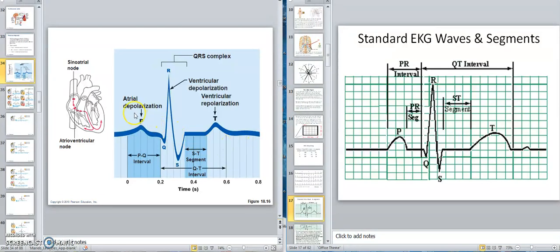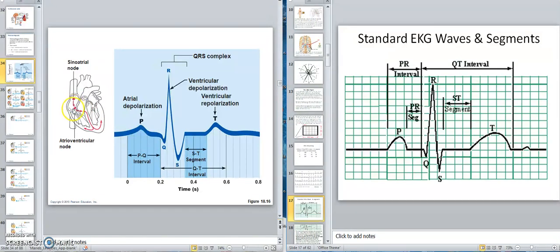All right. So we start out with the P wave. The P wave is what we call atrial depolarization. That means the SA node will come in and fire. The SA node then would send the signal around to the atria. The signal would be depolarization. The P wave would correspond to that atrial depolarization. Now, not atrial systole, because that's a mechanical event, but atrial depolarization.